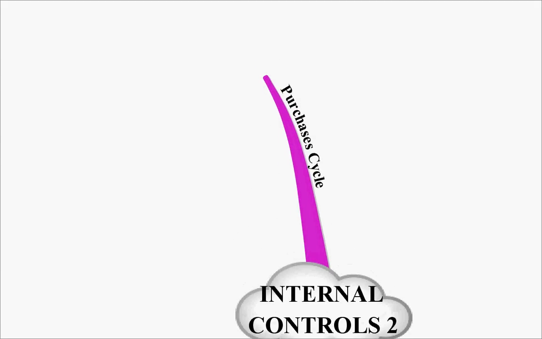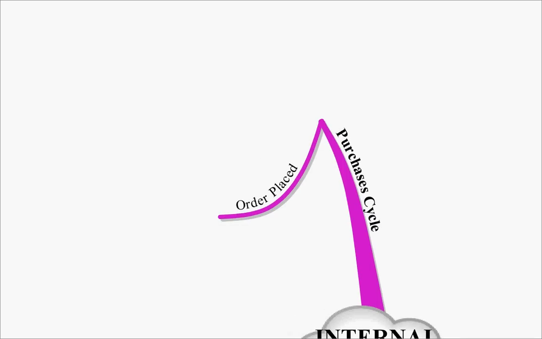This lecture is the second of our lectures on internal controls, and we're continuing to look at different cycles within our management control systems to look at control objectives and control procedures. The next cycle to look at then is the purchases cycle. We've already looked at the sales cycle. And the first step on our purchases cycle is to place the order.